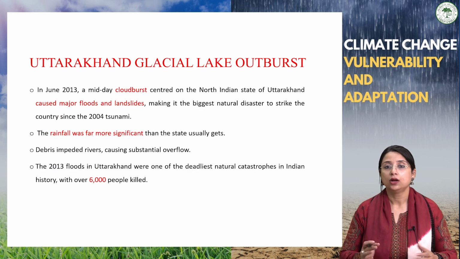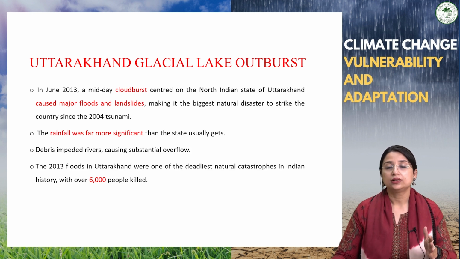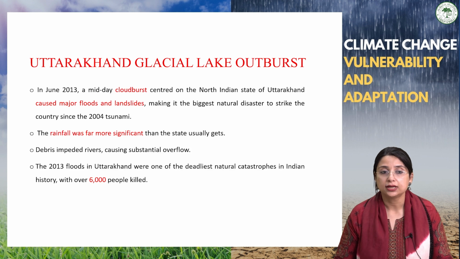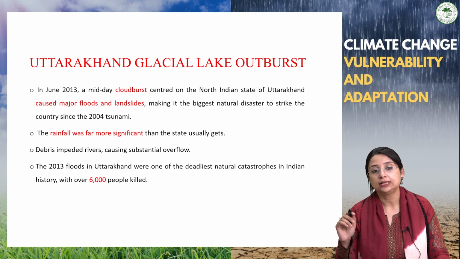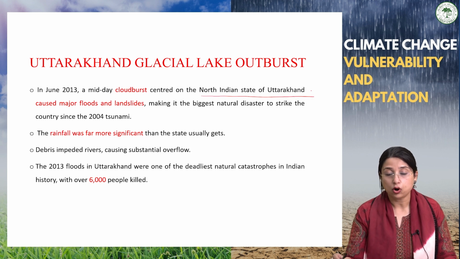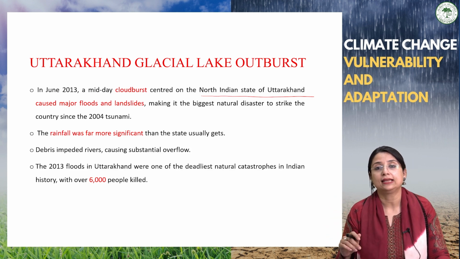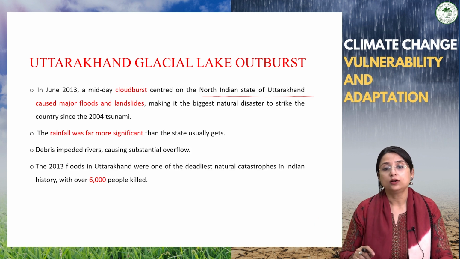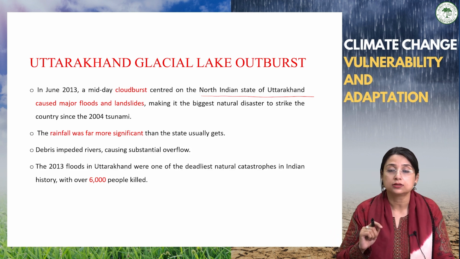As we are concerned here with the case study, in this lecture we have taken the Uttarakhand Glacial Lake Outburst. Although Uttarakhand has experienced intermittently several glacial lake outbursts, here we will be talking about the glacial lake outburst of 2013, also known as the Kedarnath disaster. If you remember, students, it occurred in June 2013 at midday, when a cloud burst centered on the North Indian state of Uttarakhand caused major floods and landslides in different pockets, making it one of the biggest natural disasters to strike the country, comparable to the 2004 tsunami.